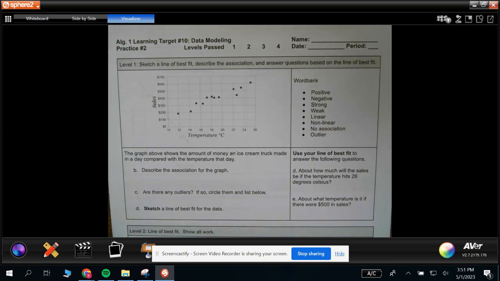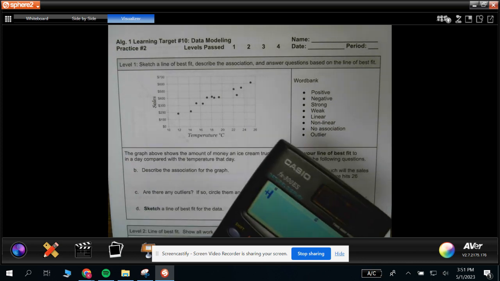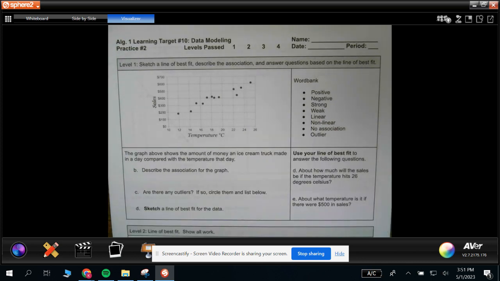All right, we're here to do a video walkthrough of learning target number 10, data modeling, practice quiz number 2. Two things you're going to need for this quiz: a ruler and a calculator. Make sure you got them both. All right, so first step, sketch line of best fit, describe the association, answer questions.